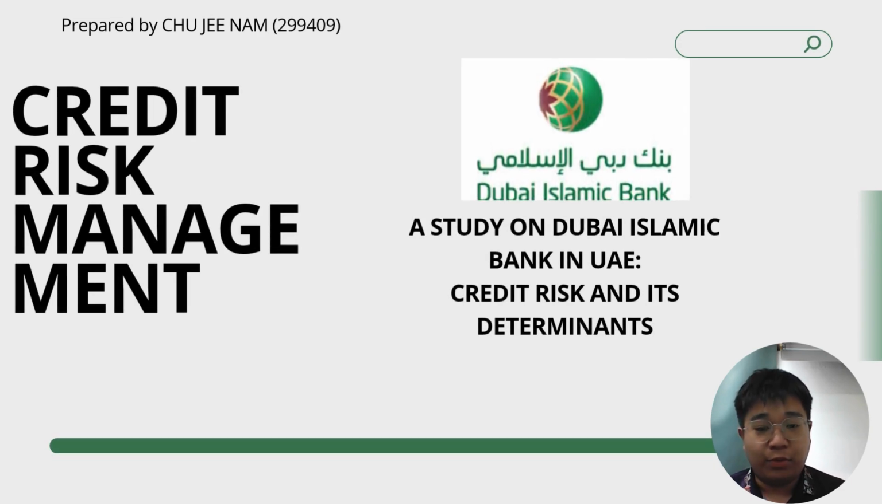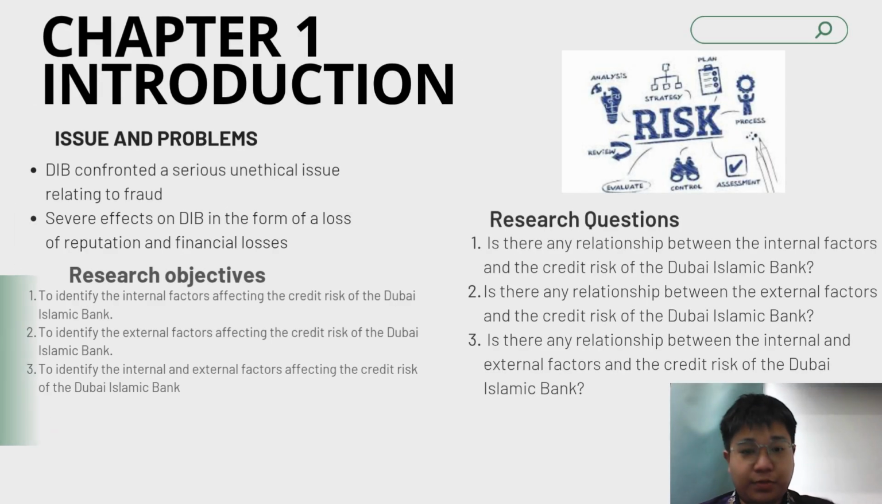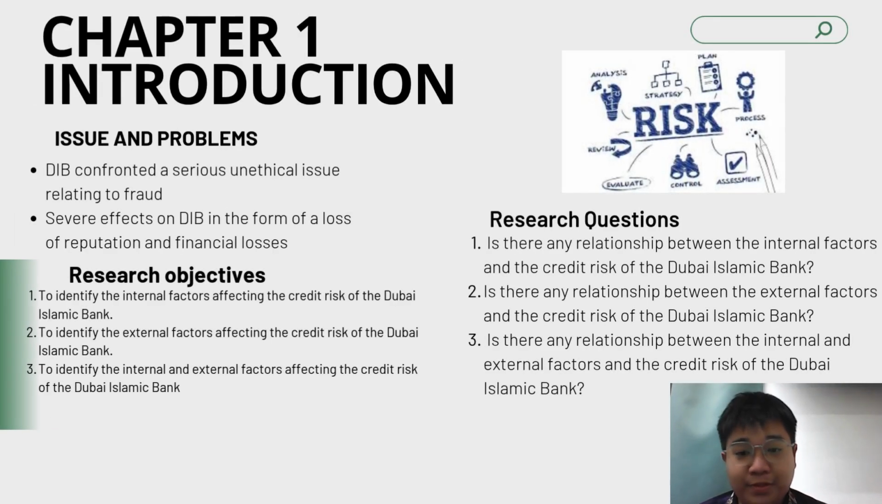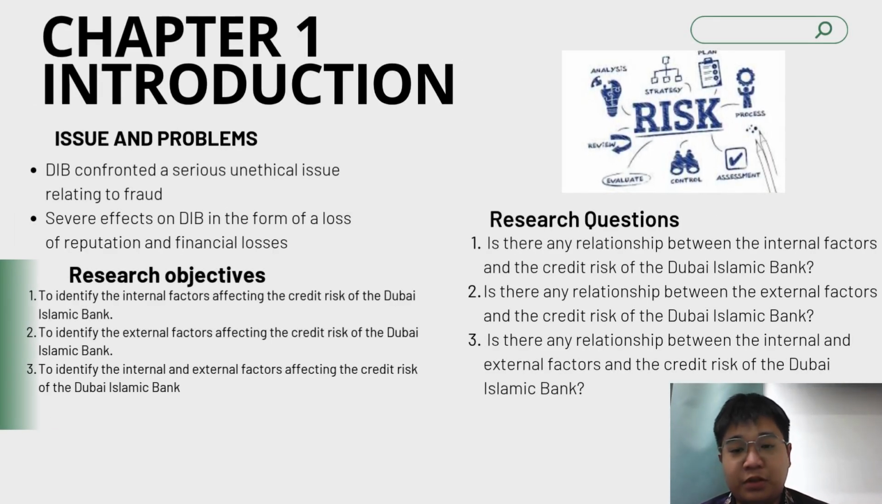And today I want to talk about a study on Dubai Islamic Bank in UAE, which is the credit risk and its determinants. For Chapter 1, the problem faced by Dubai Islamic Bank is that DIB confronted a serious unethical issue relating to fraud, with effects on DIB in the form of a loss of reputation and financial loss.